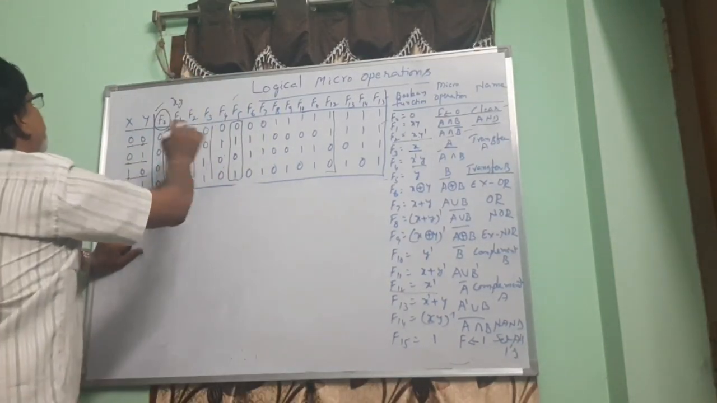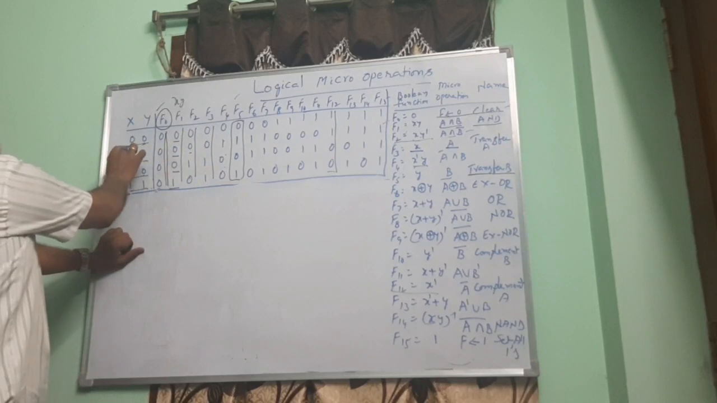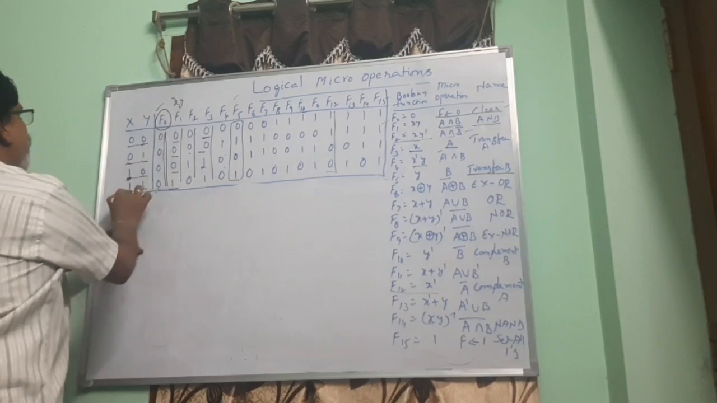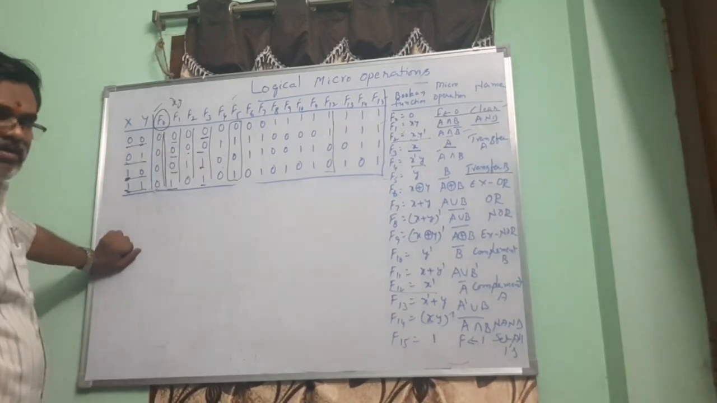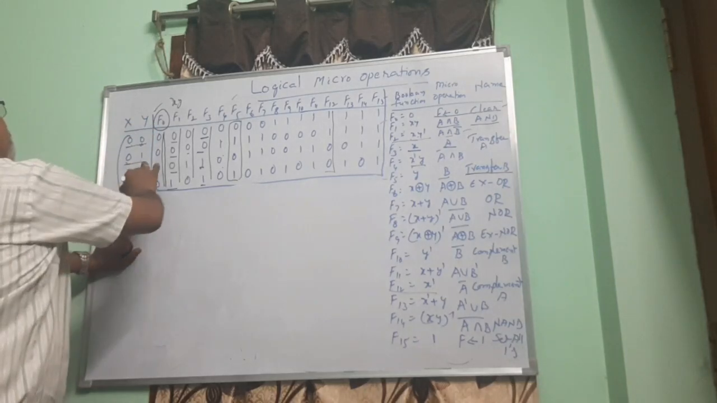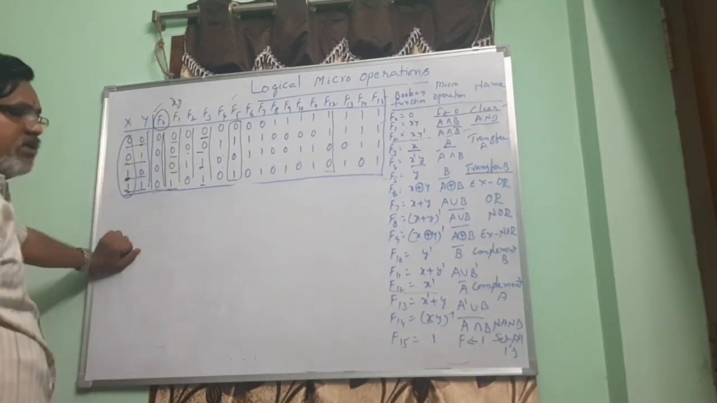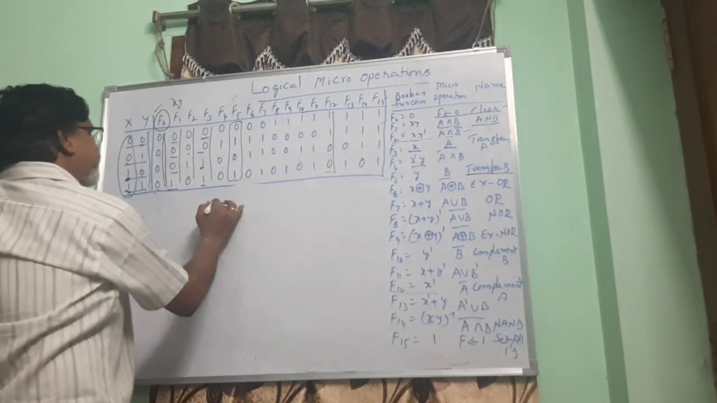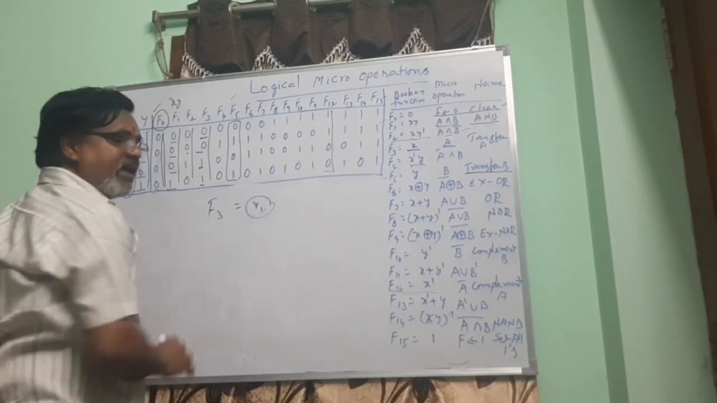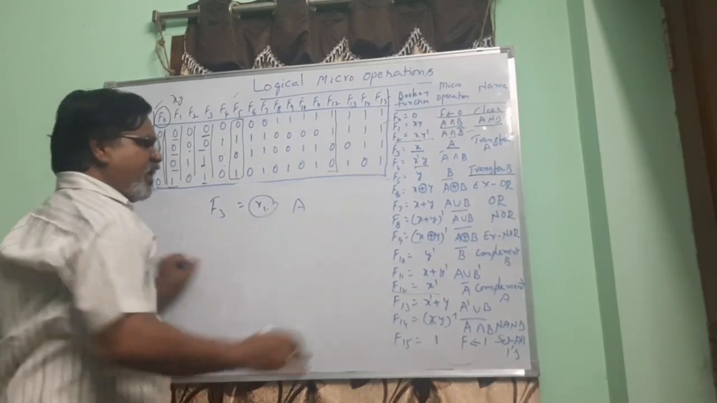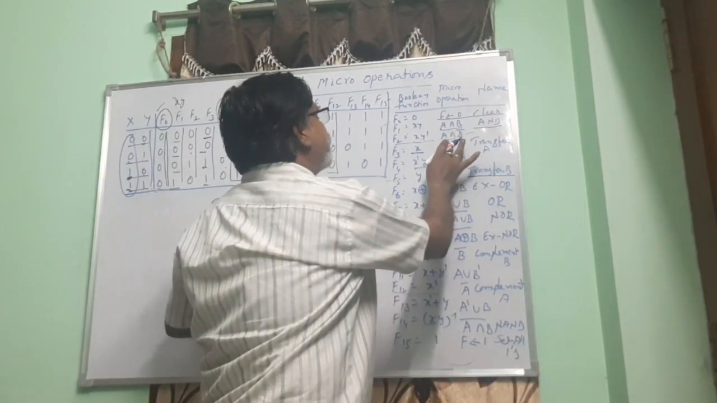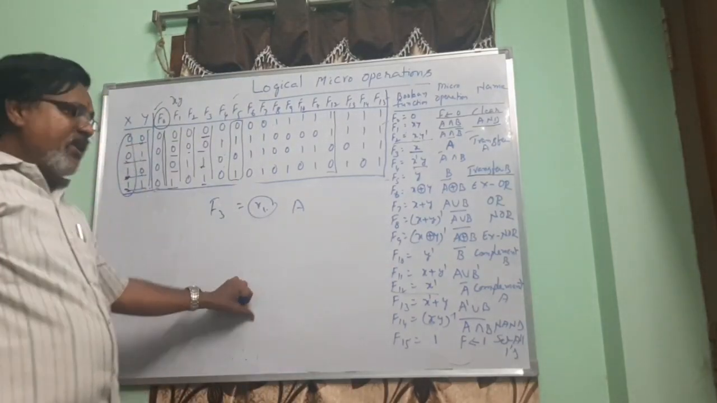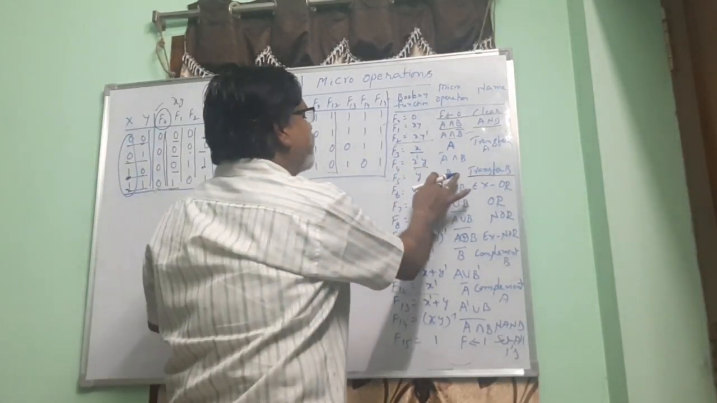So what does F3 stand for here? 0 0 1 1. So here F3 stands for the value of x irrespective of the value of y. So F3 means xi. What does xi stand for here? Xi is nothing but register A. So if you want to transfer the value of A as it is, directly, you will use the Boolean function F3.